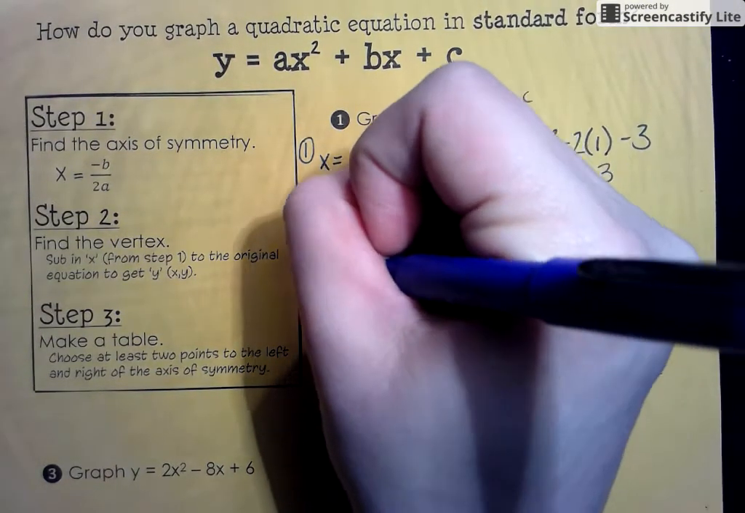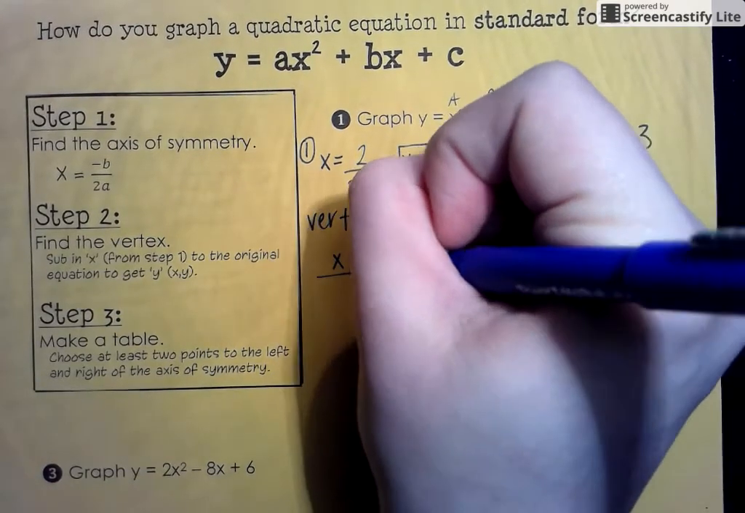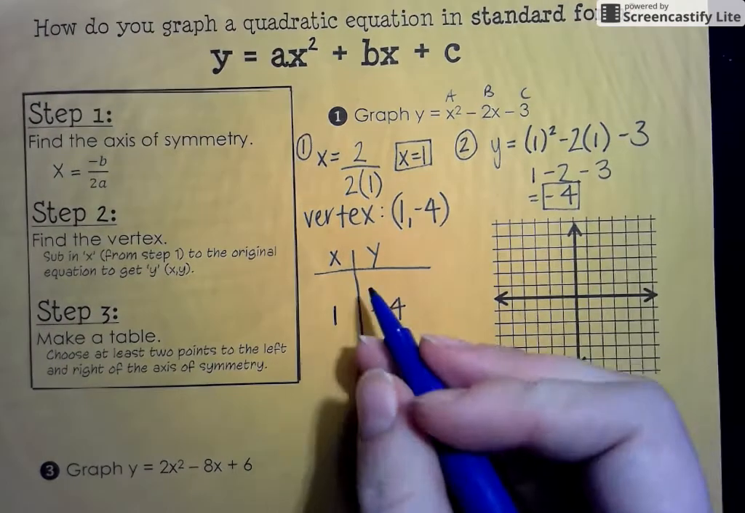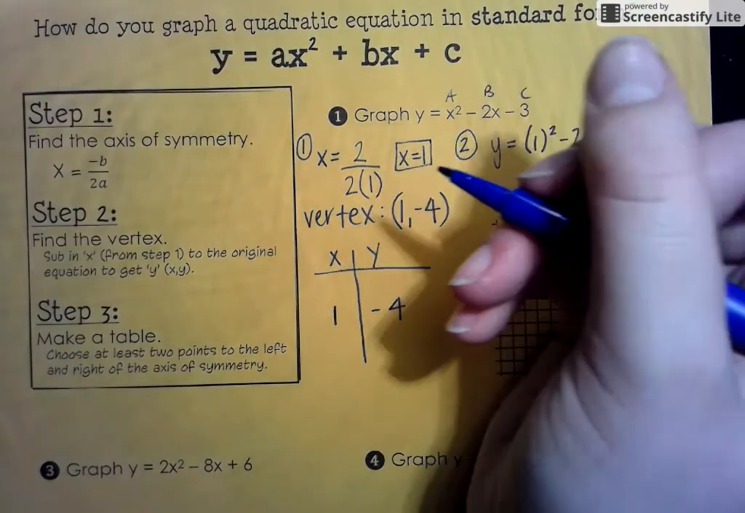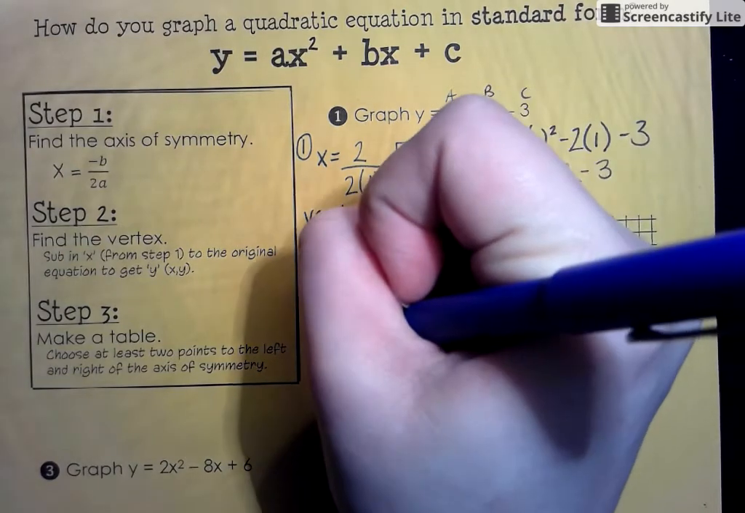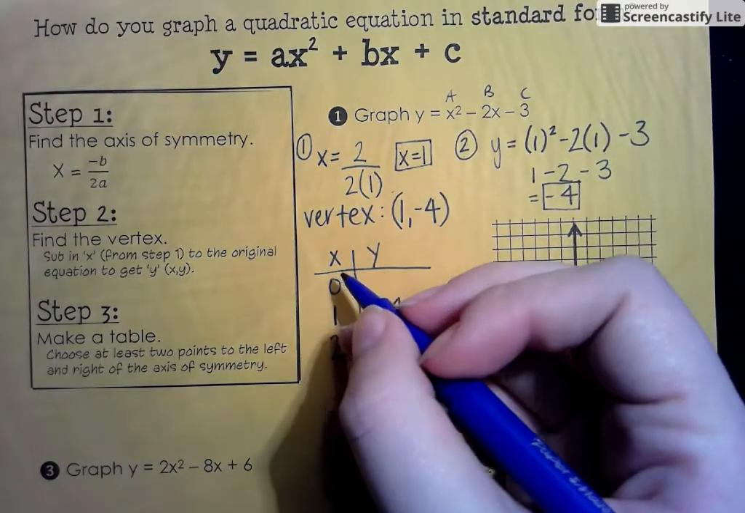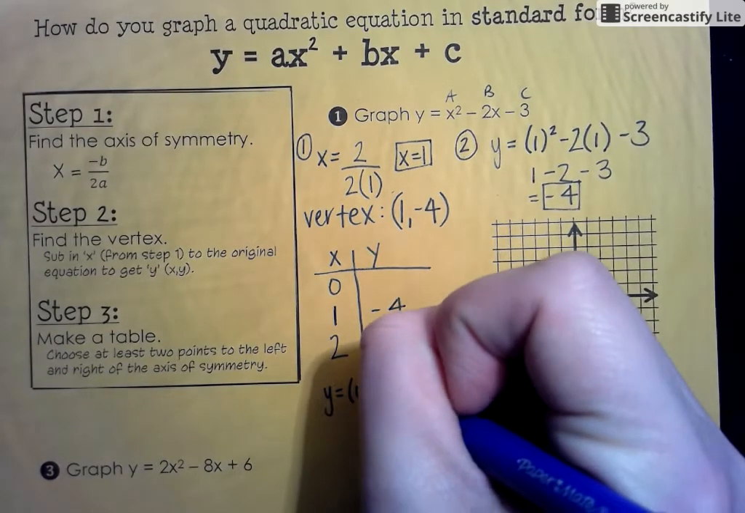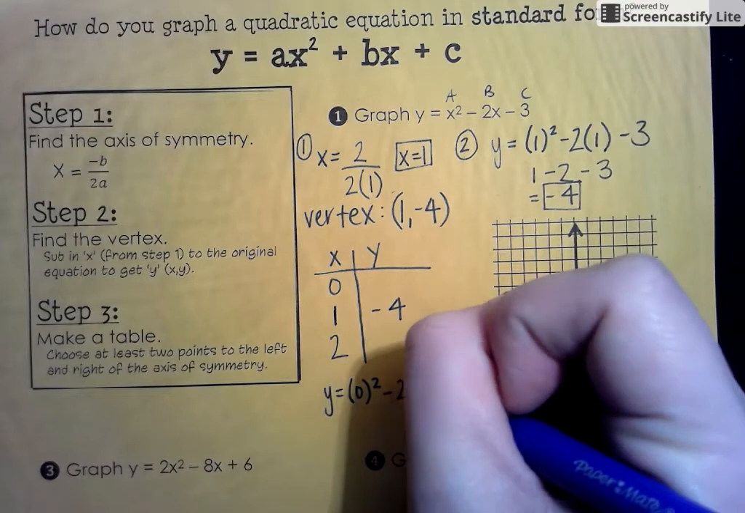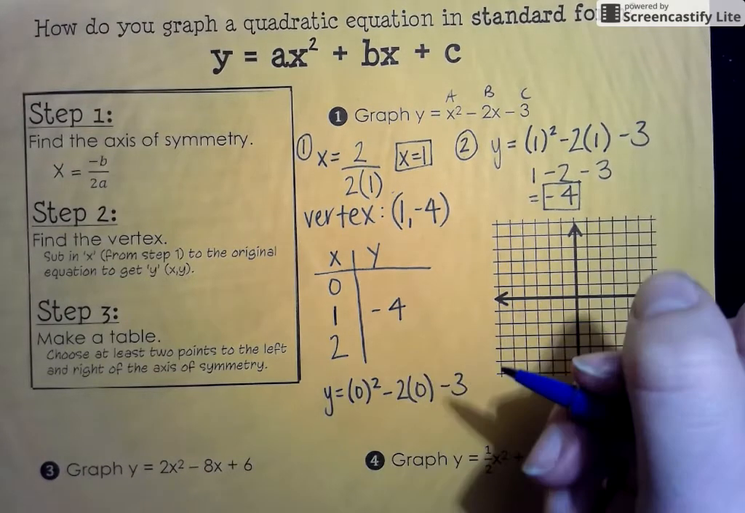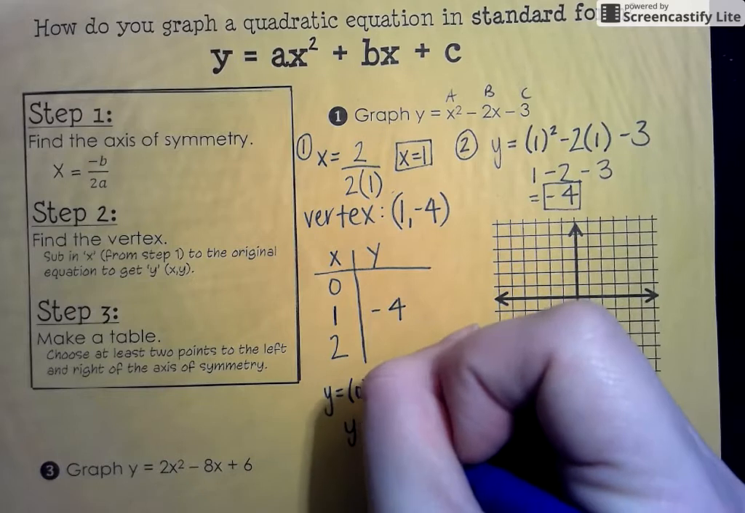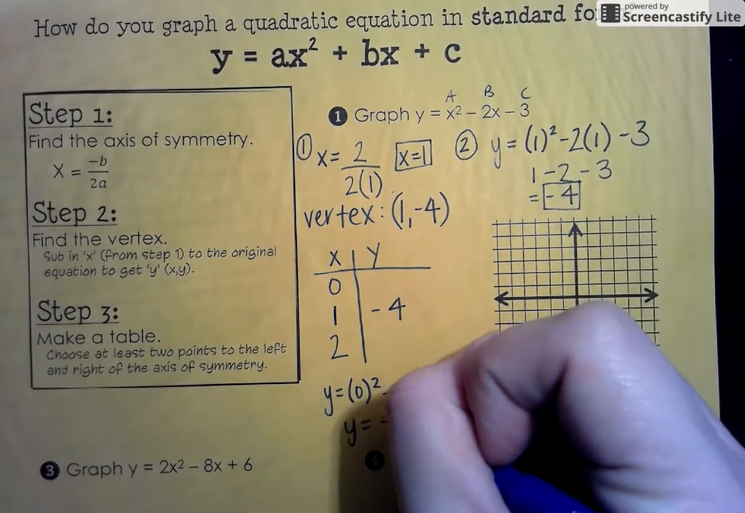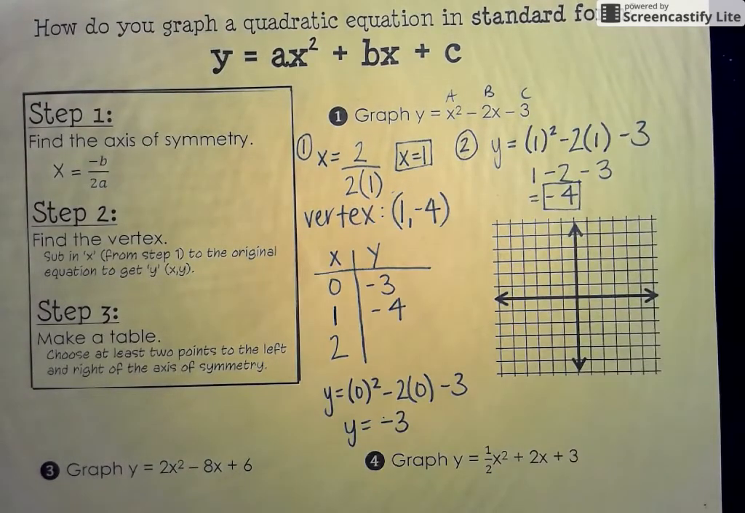From there, I'm going to make my table. So I have x and my y values. I'm going to put my vertex in the middle, and I'm going to find 1 point to the left and 1 point to the right. So I have 0 and 2. So I'm going to put 0 in for my equation. So I have y equals 0 squared minus 2 times 0 minus 3. So I have y equals 0 minus 0 minus 3. So y equals -3. So that's going to be my value over here.